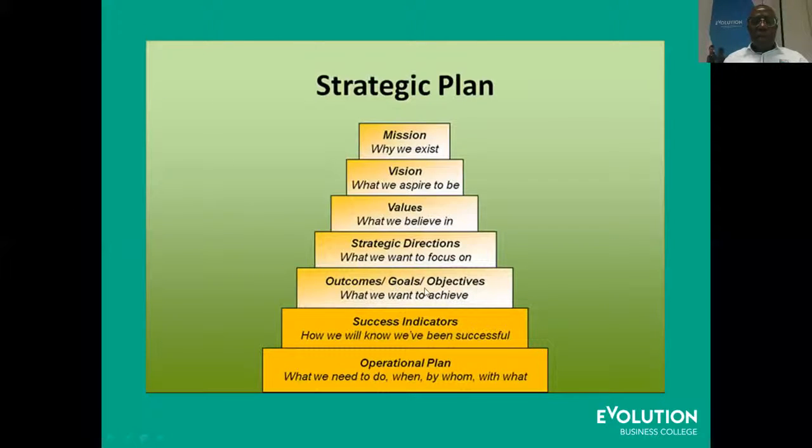And outcomes, goals, objectives: what do you want to achieve? You want to achieve this X number of dollars. We want to achieve maybe production of X amount. Want to achieve a distribution of this level. What is it that you want to achieve?